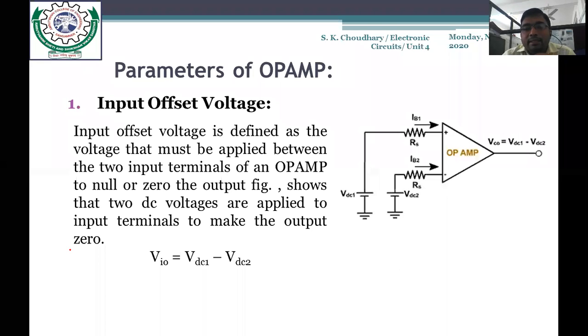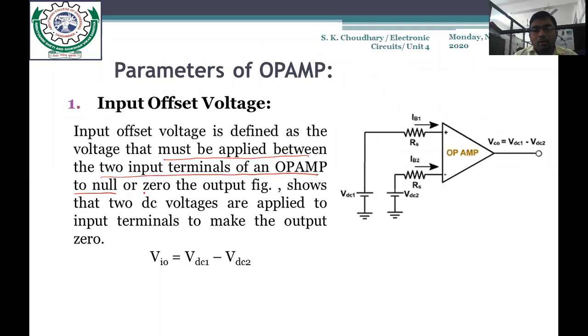Input offset voltage is defined as the voltage that must be applied between the two input terminals of the op-amp to null or zero the output. Okay, so the amount of voltage applied between these two terminals that would make your output voltage 0.